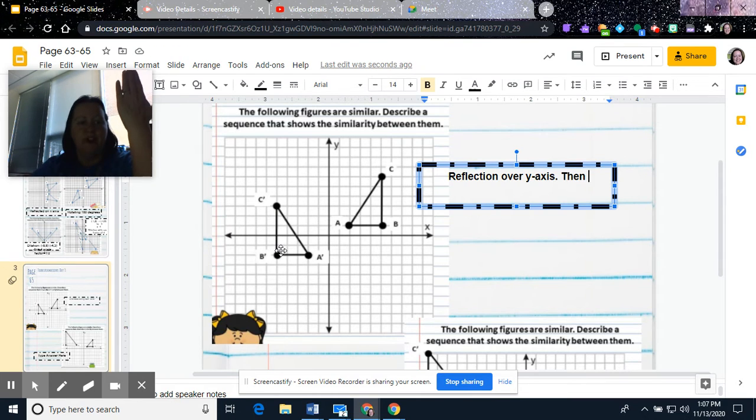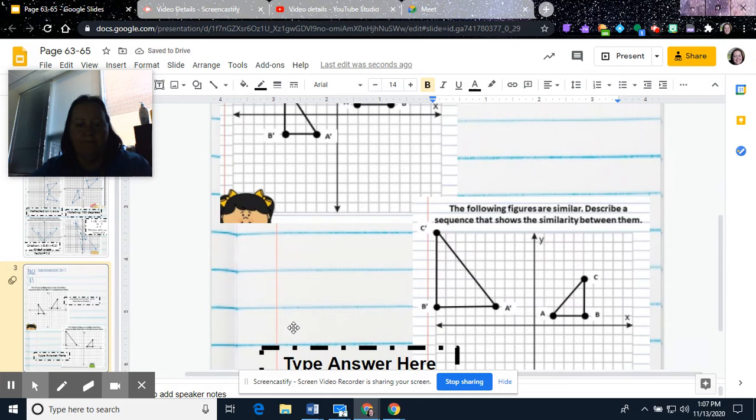So all they needed to do now is to just slide it down. So if you're sliding it, that's a translation. So then translated it. And like I said, when I flip it, the A would be here, and then it would go down 3. So they translated it down 3. Let's look at the next one.